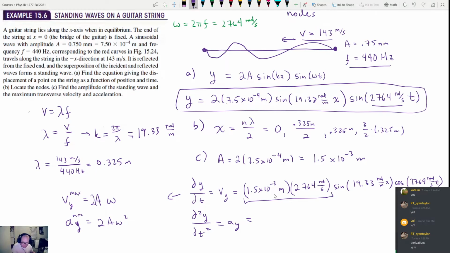Okay. The final topic for tonight is to look at what are called normal modes. I should stop for a second. Does anyone have any questions about this problem?